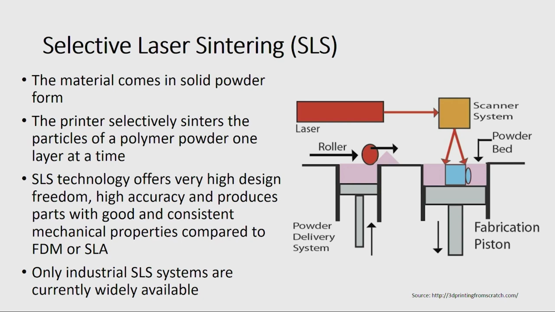And then a laser source is there, and a laser scanner system that will direct the laser beam to the XY positions which are required. And here also, the laser scanner and laser pointing system are similar to the SLA 3D printing method, but the only difference is that instead of a liquid resin, here we are using a powder material.